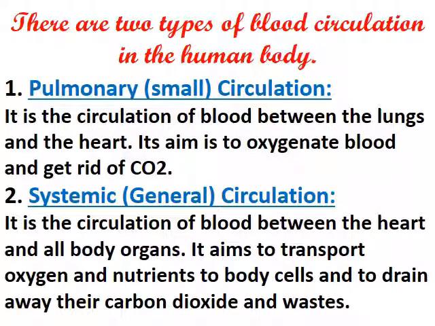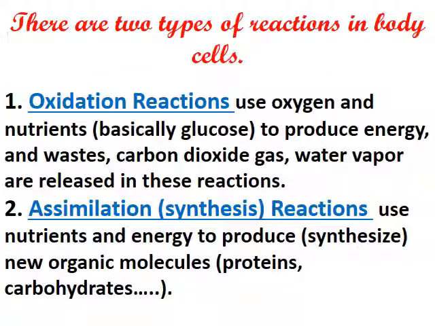How many types of circulation? We have two types, systemic and pulmonary. Pulmonary is called the small circulation. Small circulation is blood between the lungs and the heart. It aims to oxygenate blood and get rid of CO2, while systemic is the circulation of blood between the heart and all the body organs. It aims to transport oxygen and nutrients to body cells and to drain away carbon dioxide and the waste. So the main aim of pulmonary is to oxygenate blood and get rid of CO2. Okay, pay attention to these notes.